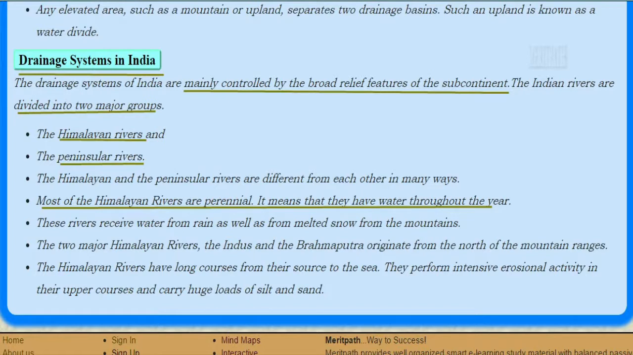Himalayan rivers are perennial. They have water all through the year. These rivers receive the water from the rainfall as well as melted snow from the mountains. Two major Himalayan rivers known as Indus and Brahmaputra, they originate from the north of the mountain ranges. Himalayan rivers also have long courses from their source up to the sea.